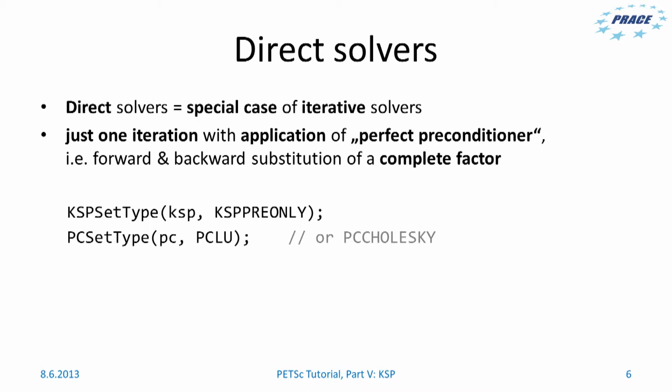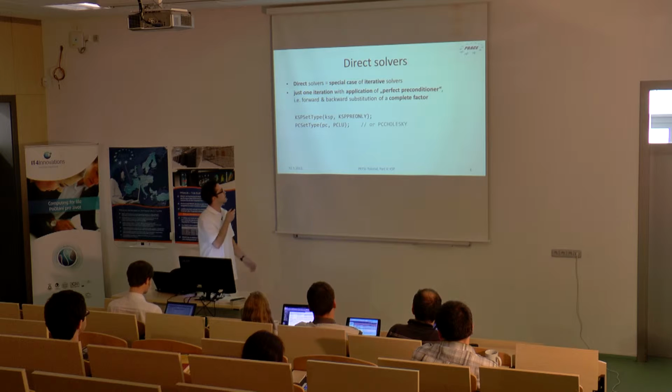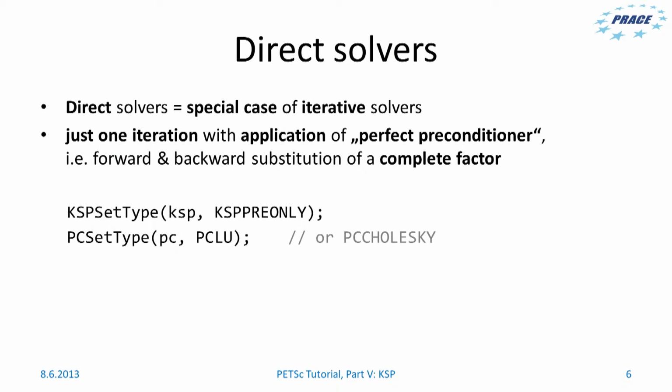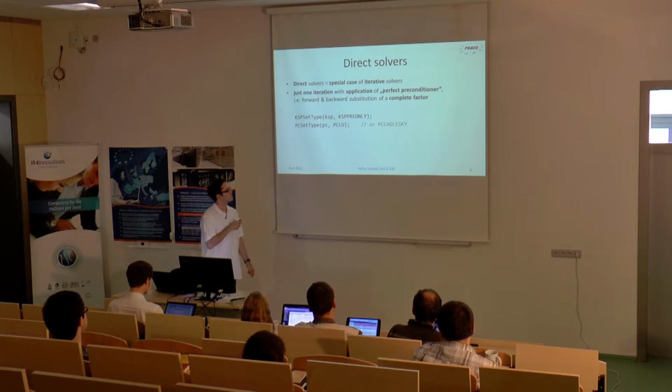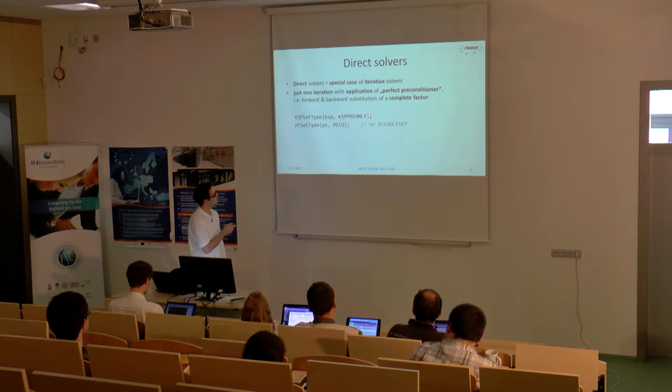How to use direct solvers in PETSc? The design of KSP looks like that. Direct solvers are a special case of iterative solvers. You have just one iteration with application of, let's say, a perfect preconditioner, which is forward and backward substitution of the complete factor. So practically you set the KSP type to KSPPREONLY, and you set the PC type to PCLU or PCCHOLESKY.